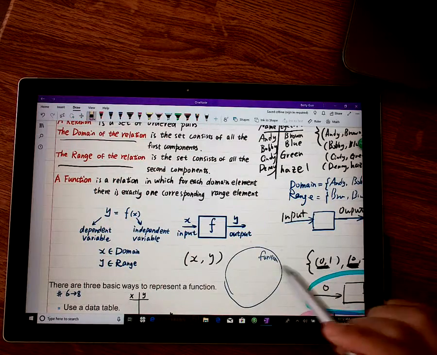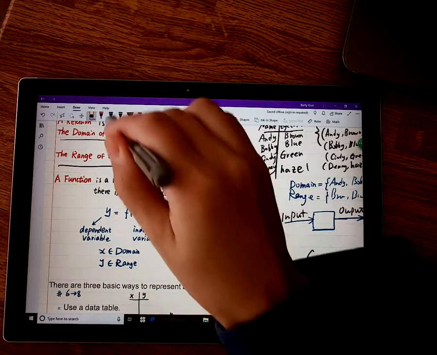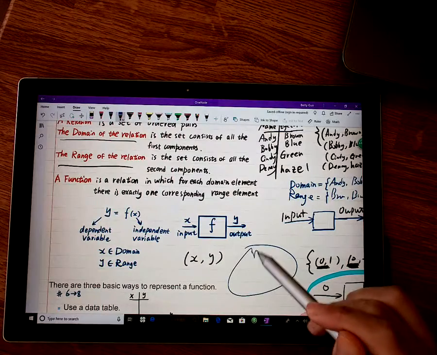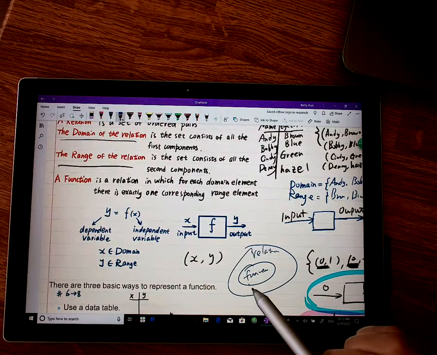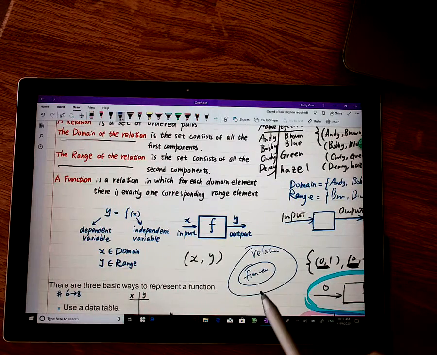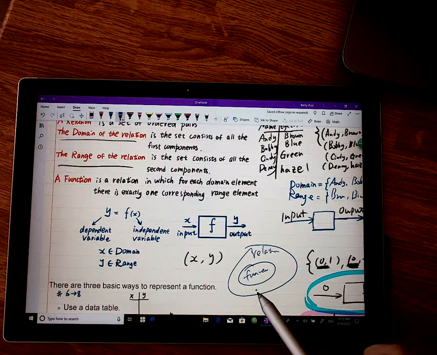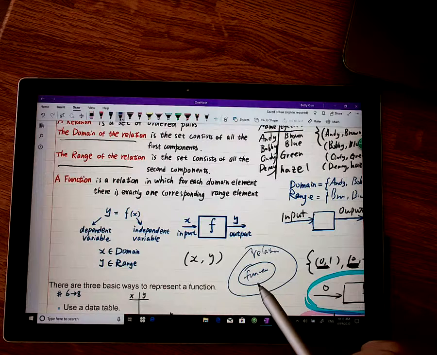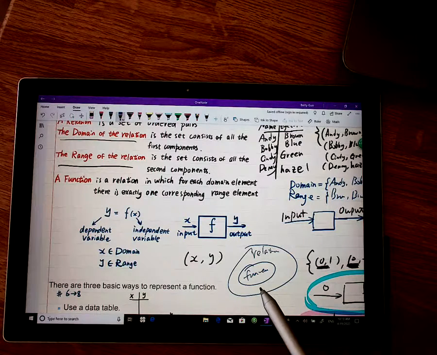This bigger circle is a set of all the relations. Then this set would be functions. Functions is a subset of relations. Functions are relations, but the relations might not be functions. In order for a relation to be a function, one extra condition has to be satisfied. The condition is for each domain element, we talked about what is domain, right? For each domain element, there's only one range element.